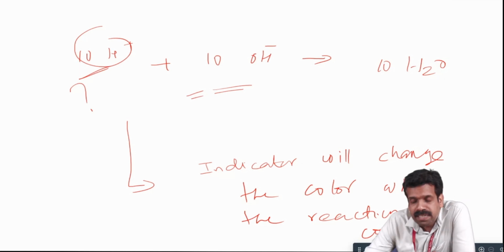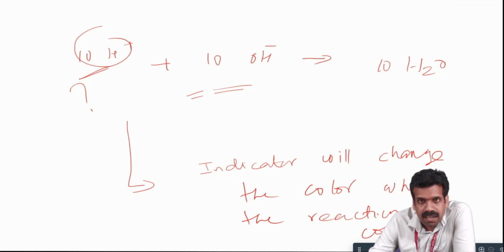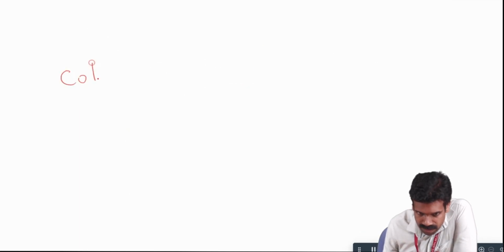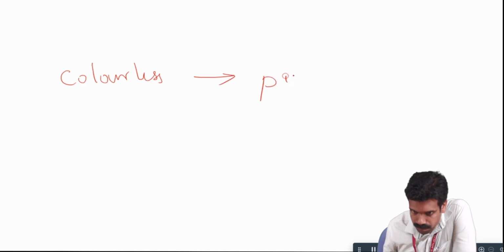So when the reaction completes, what happens is the phenolphthalein, which was colorless in the acidic medium, when the reaction is just over and you again start adding NaOH from the burette, the color will immediately change to pink. So what is the color change? From colorless to pink.